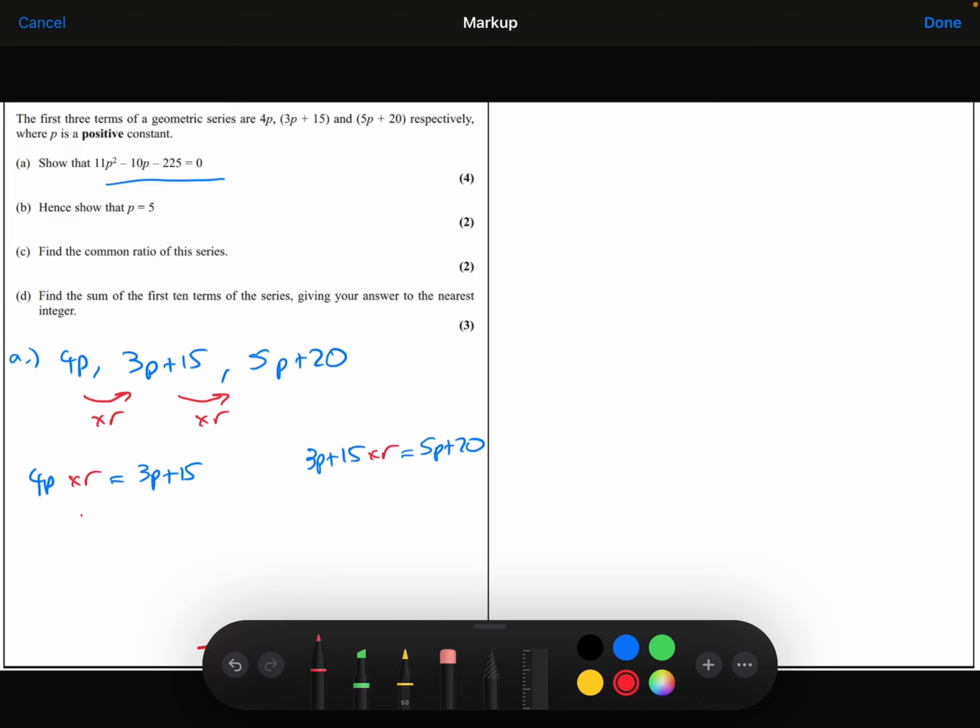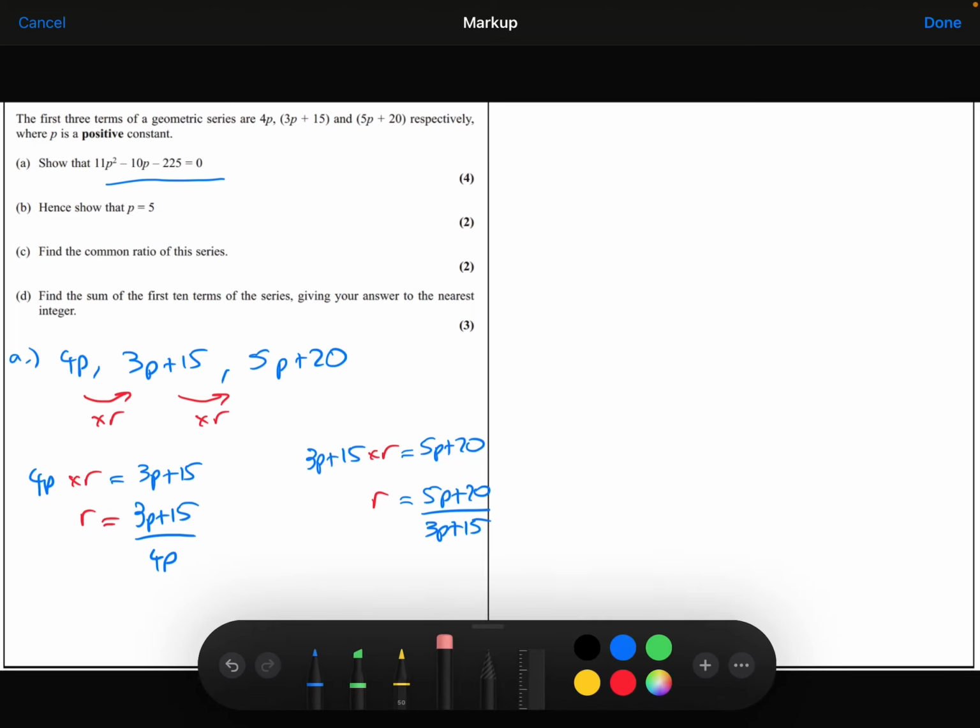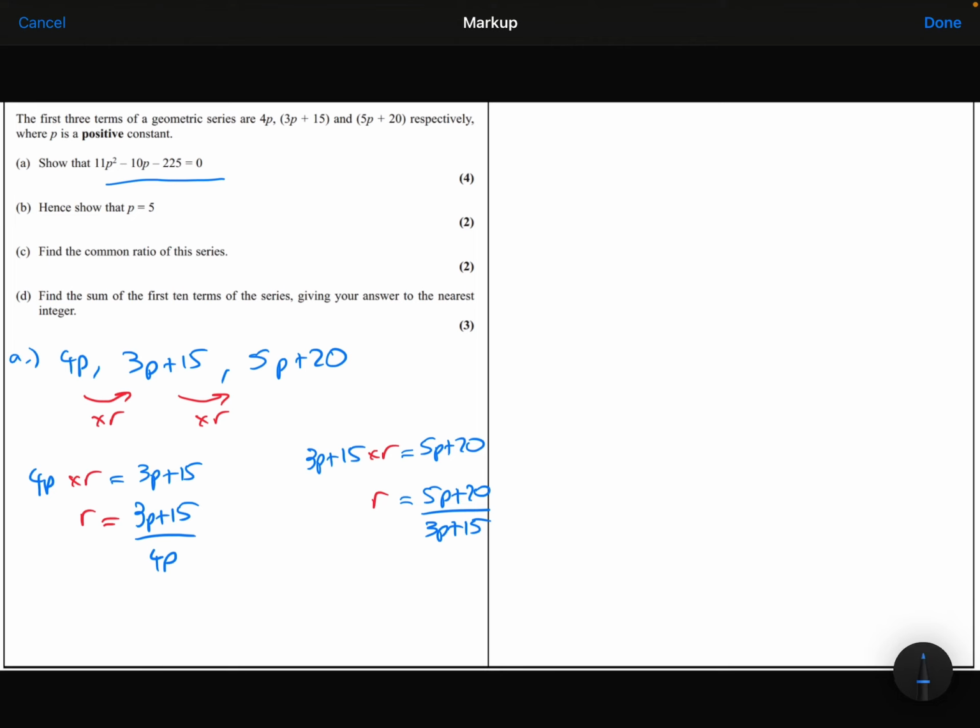In this first equation, if I divide both sides by 4p, I can say that my common ratio is 3p plus 15 divided by 4p. And similarly with the second equation, if I divide both sides by 3p plus 15, I get a different expression for my common ratio. And because it's exactly that, a common ratio, I can make those two things equal to one another.